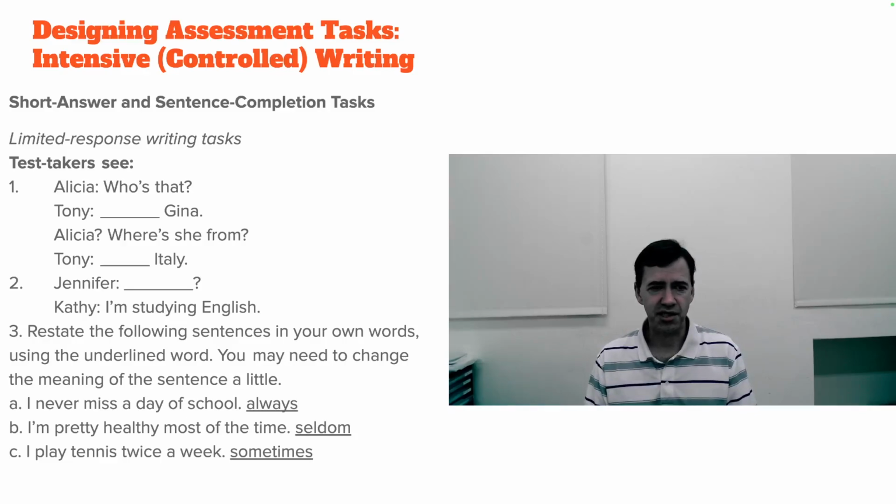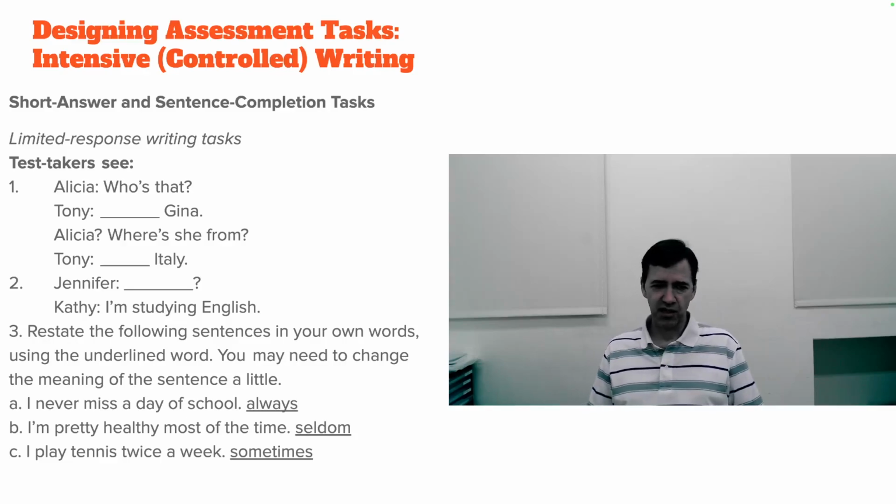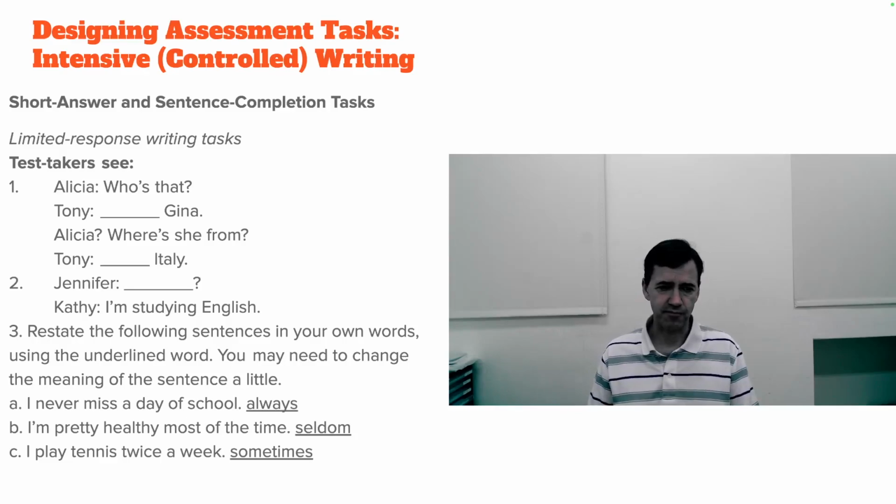So test takers see, so you can see number 1, it's a conversation. They have to fill in the gaps. And number 2 is the same, making questions and answering questions. And then number 3, restate the following sentences in your own words using the underlined words. So now it's a grammatical change. I never miss a day of school. I always miss school. So, of course, I have to change it a little bit, right?